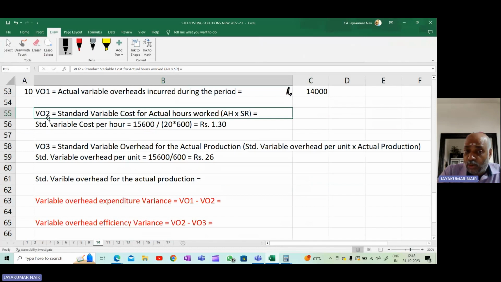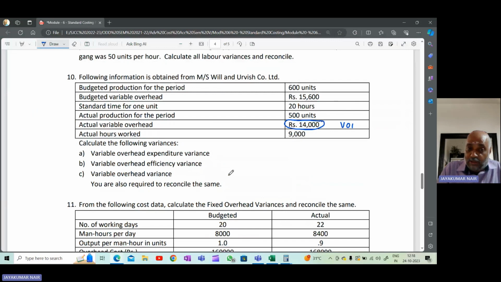Next one is VO2, standard variable cost for actual hours worked. For the actual hours worked, we have to find out the cost at the standard rate. So what is the standard rate per hour? How do we find it? See here, budgeted production for the period is 600 units. Standard time for one unit: if you want to make one unit, you require 20 hours.